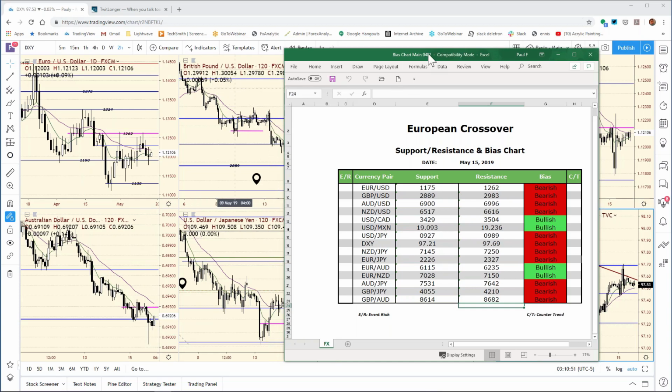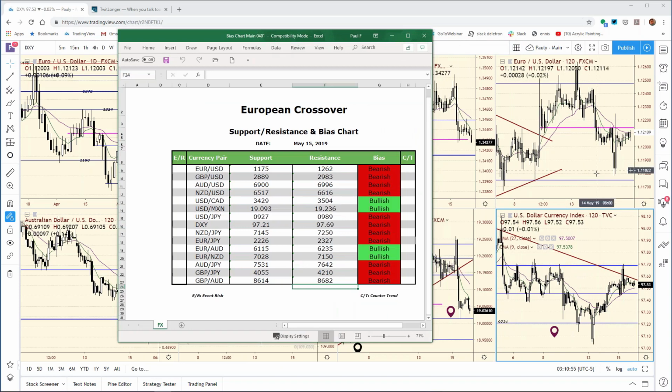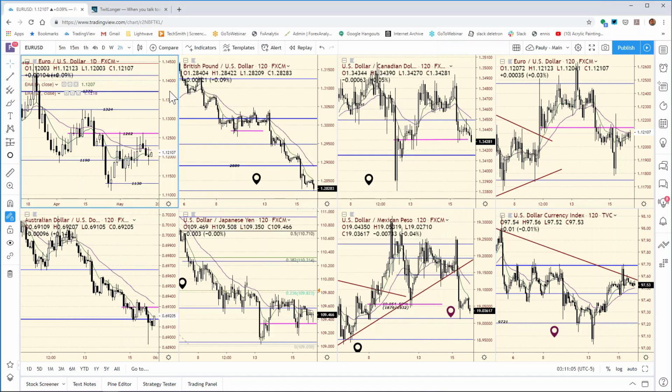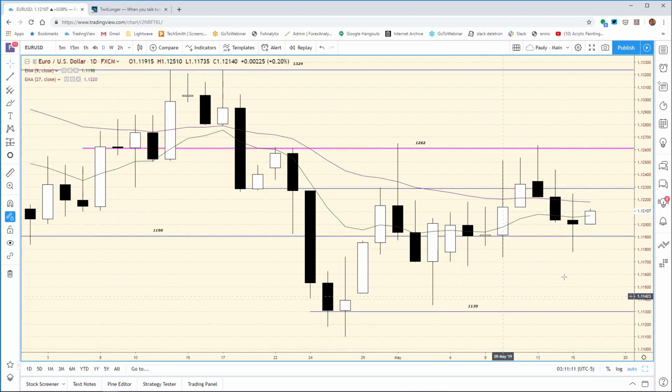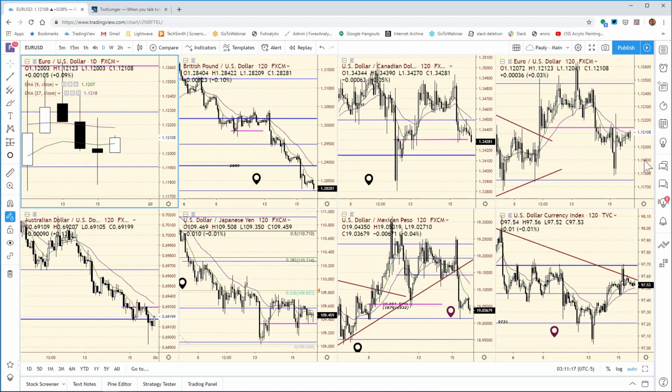Well, here in the euro dollar, we had 11.75 for support. The low was 11.78, with our resistance still key resistance remains 12.62. I don't see any changes here. That 11.75 is still going to remain in check for support. Here on the daily, it's 11.75 that we're looking at on the bias chart for support.